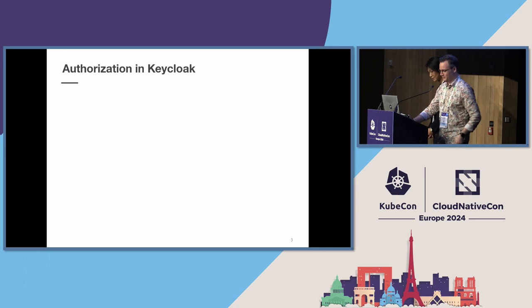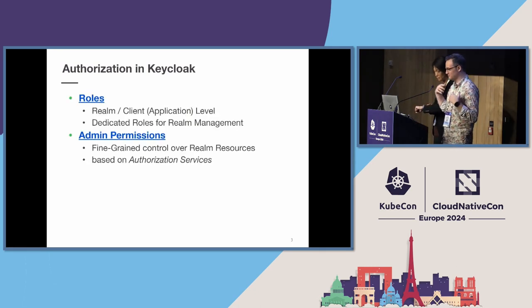If you already are using Keycloak for a while, you know that authorization in Keycloak comes in many forms and shapes. For instance, we have role-based access control, the roles that we can express in Keycloak on realm or client level. There are dedicated roles for doing specific things in the realm management or with the Keycloak REST APIs. We also have support for fine-grained admin permissions that give us more control over management of realm resources, like which member of a group can manage other members of that same group or other groups and so on.